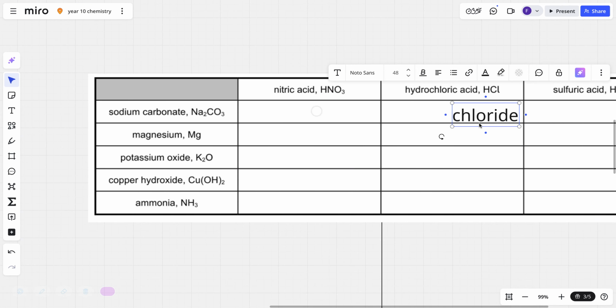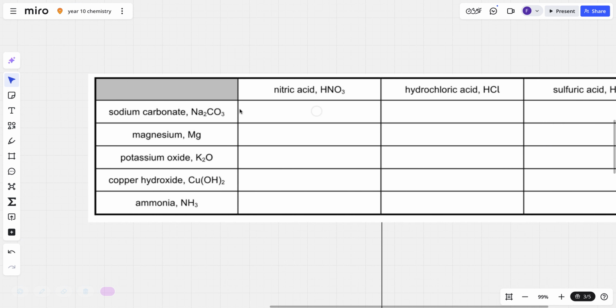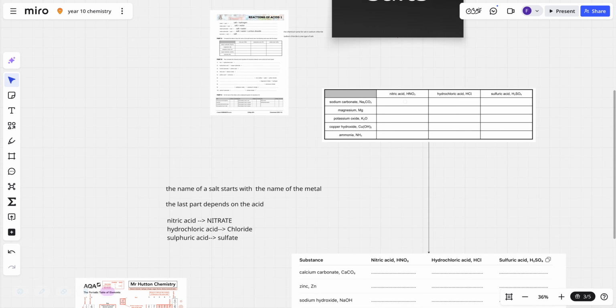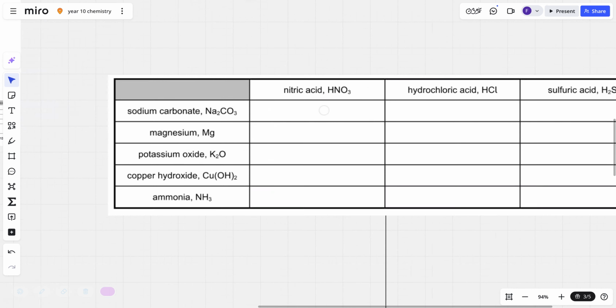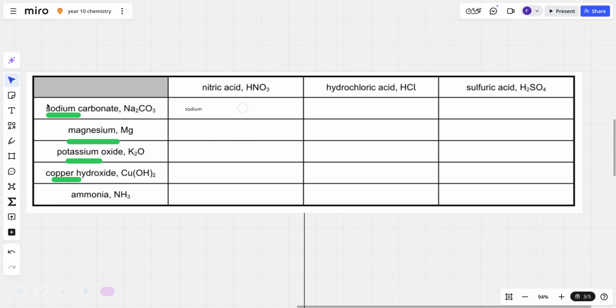All right, so we're going to react things together. Okay, we're going to react sodium carbonate and nitric acid, sodium carbonate and hydrochloric acid, and things like that. And the way to name a salt is you start with the name of the metal first. One of these, most of the time, metal, metal, metal, metal. I want to talk about ammonia at the end. Now, you start with the name of the metal, sodium. The second part of the name depends on the acid you're using.